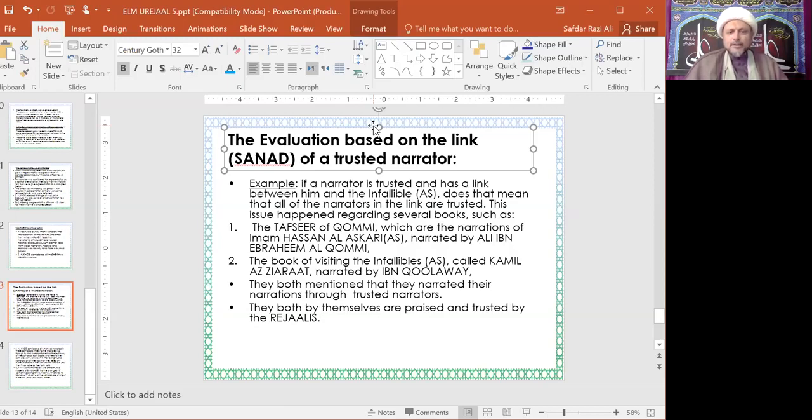This issue happened regarding several books, such as the Tafsir of Al-Qummi, Ali ibn Ibrahim Al-Qummi, which are the narrations of Imam Hassan Askari alayhi salatu wasalam, narrated by Ali ibn Ibrahim Al-Qummi. And the other book is the book of Kamil al-Ziyarat. It's a famous book, of Ali ibn Qawlaway. Sorry, I got mixed up: Ali ibn Ibrahim al-Qummi, the tafsir of Imam Hassan Askari, and Ibn Qawlaway, Kamil al-Ziyarat. Ibn Qawlaway is also buried in Baghdad.